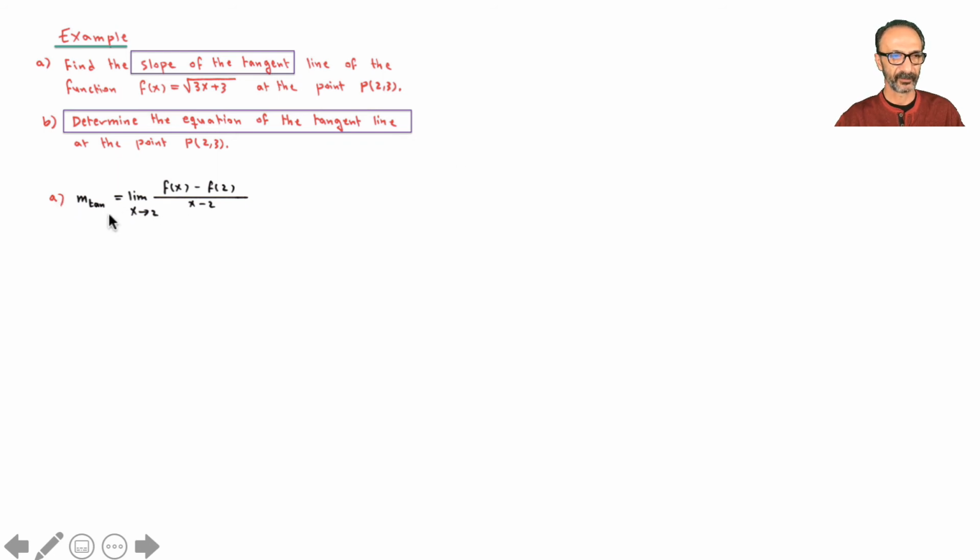Part A. The slope of the tangent line is the limit as x approaches 2, because that's our 2 right there. f of x minus f of 2 over x minus 2. f of x, we just plug it in. It's given to me. f of 2: 3 times 2 is 6. 6 plus 3 is 9. Square root of 9 is 3. That's right there.